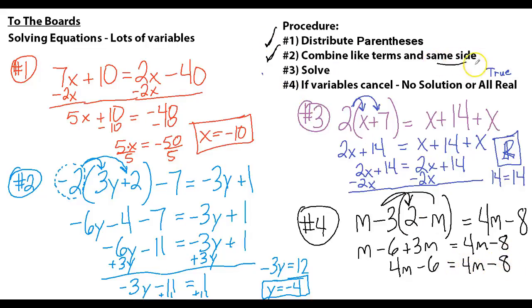We now need to get them to the same side. So minus 4m over, and the same thing's going to happen. The 4m's cancel out. I'm left with negative 6 equals negative 8. Now that is a false statement. So the variables canceled, and because it's a false statement, we say that our answer is no solution.